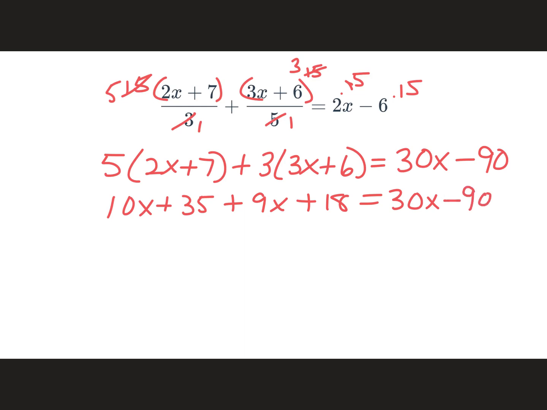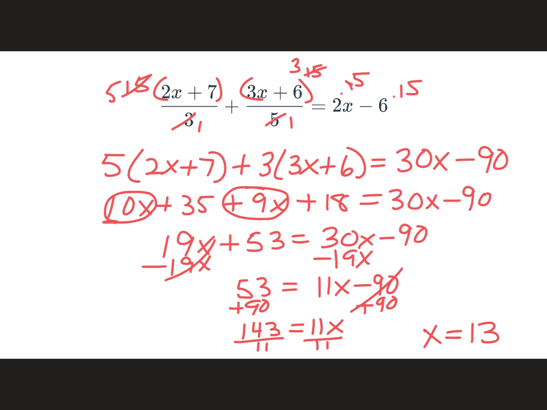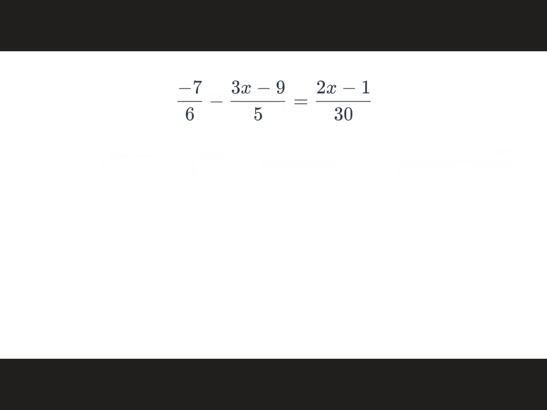Well, what do you do next? You're going to combine like terms. And here we go. Next, I'm going to get all the x's on one side. And I'm going to get rid of the 19x because it's the smallest. And now I'm at a 2-step problem where I'm going to get rid of the 90 and divide by 11. There we go. x equals 13.